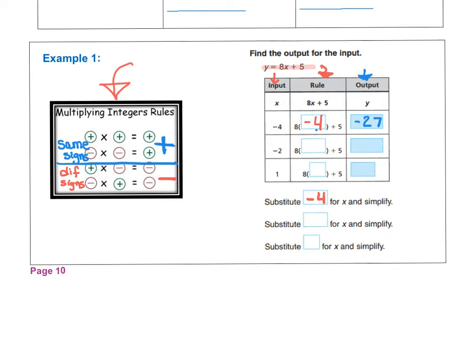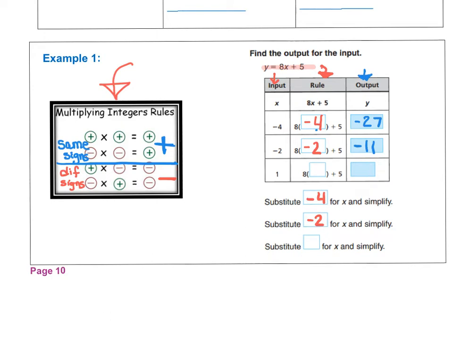Now let's go to the next one. Next one says -2 is our input. So we're going to substitute a -2 for x and then simplify. So we have 8 times -2, and again we have different signs, a positive and a negative. So our solution there will be a -16 with a +5. So if it's -16 and it gets 5 degrees warmer, it's still cold, but it's up to -11.